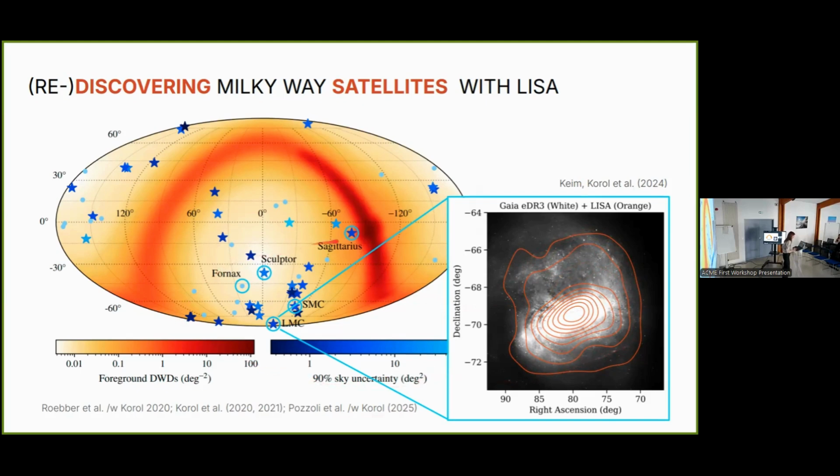And the other galaxies, so we may see some binaries in the Sagittarius dwarfs and the Sculptor galaxies, but this is really the most nearby and massive satellites to us.